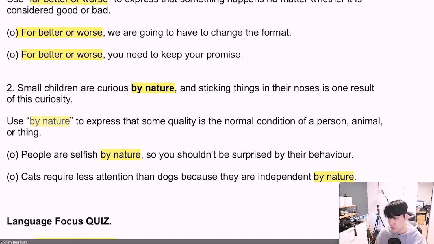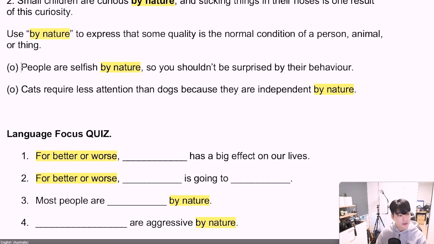So "by someone's nature" is almost like saying that it's normal for a person to do so. So if we look here, people are selfish by nature, so you shouldn't be surprised by their behavior.